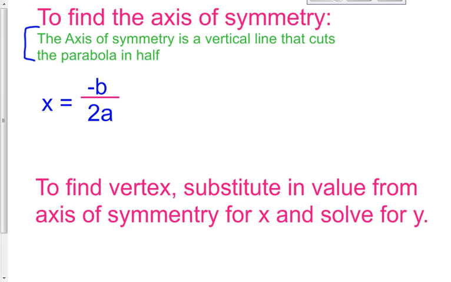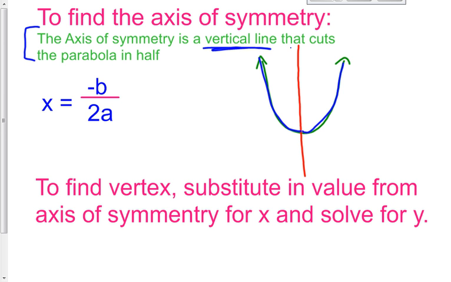If I were to draw a parabola like this, I could draw a vertical line right down the middle, and if I were to fold this piece of paper on that red line, the two green lines right here and right here would fold right on top of each other. That's that line of symmetry, that axis of symmetry. It's a vertical line, so it goes straight up and down, and it cuts the parabola exactly in half.